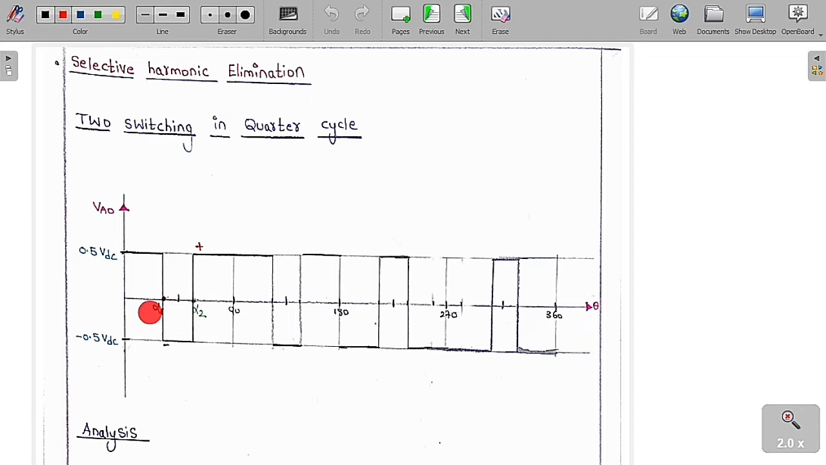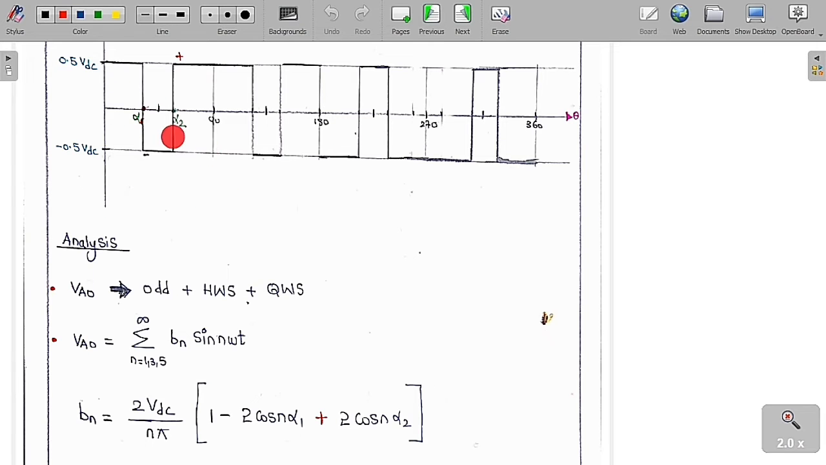If I switch on switches 1 and 2, then V0 is equal to plus 0.5 VDC. And if I switch on switches 3 and 4 from alpha 1 to alpha 2, then I get V0 equal to minus 0.5 VDC. So whenever you turn on switch 1 and switch 2, V0 is plus 0.5 VDC, and if you turn on switch 3 and switch 4, then V0 is minus 0.5 VDC. This is the nature of the pole voltage V0. Now we are going to do some more analysis. There are two switchings present in the 90 degrees, in the quarter cycle.